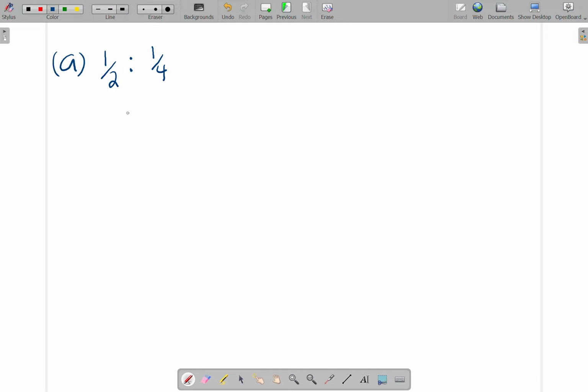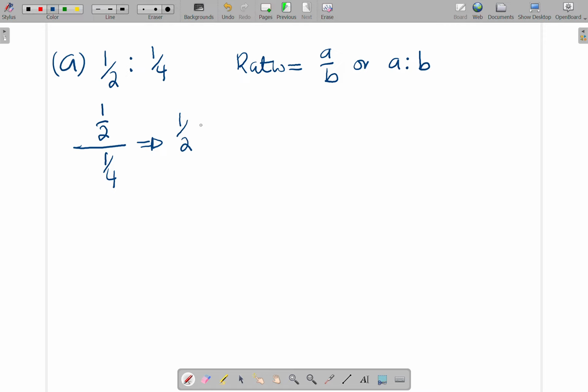So for change sign and swap, remember a ratio is simply a fraction, a over b or a to b. This is a ratio, so I can write this as a fraction. As a fraction, this is 1 over 2 to 1 over 4. So this implies 1 over 2 divided by 1 over 4.